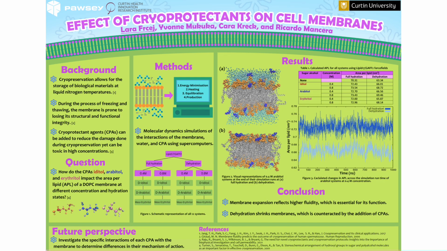So overall, membrane expansion, or a larger area per lipid, suggests higher fluidity, which is essential for the membrane's function in providing molecular exchange for the cell. As we can see from our results, dehydration shrinks the membrane, but this effect is counteracted by the addition of cryoprotectants. As all I reported on was area per lipid, for future perspectives, we aim to investigate the specific interactions of each cryoprotective agent with the membrane to determine differences in their mechanisms of action. This would be things such as hydrogen bonding and mass density profiles.